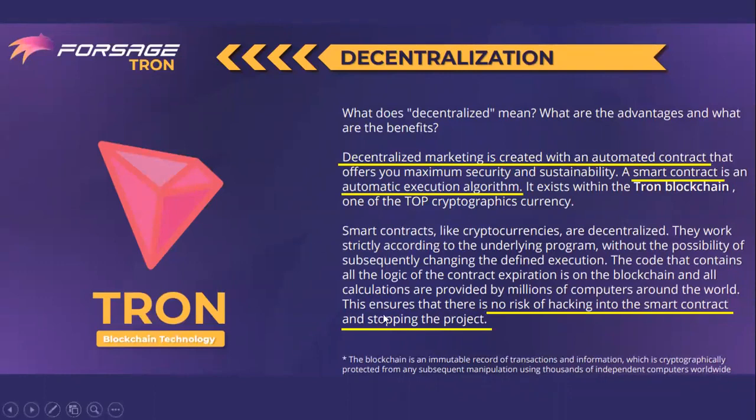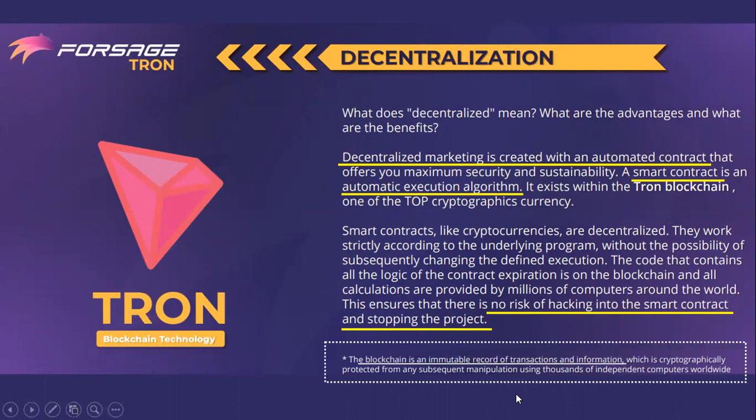I want to highlight the note that they have placed there. The blockchain is an immutable record of transactions and information, which is cryptographically protected from any manipulation because it is supported by thousands of independent computers worldwide. So what is a blockchain? Imagine a chain that's connected to each other. However, these are blocks. A block is a computer, and in that computer, one piece of information is stored.